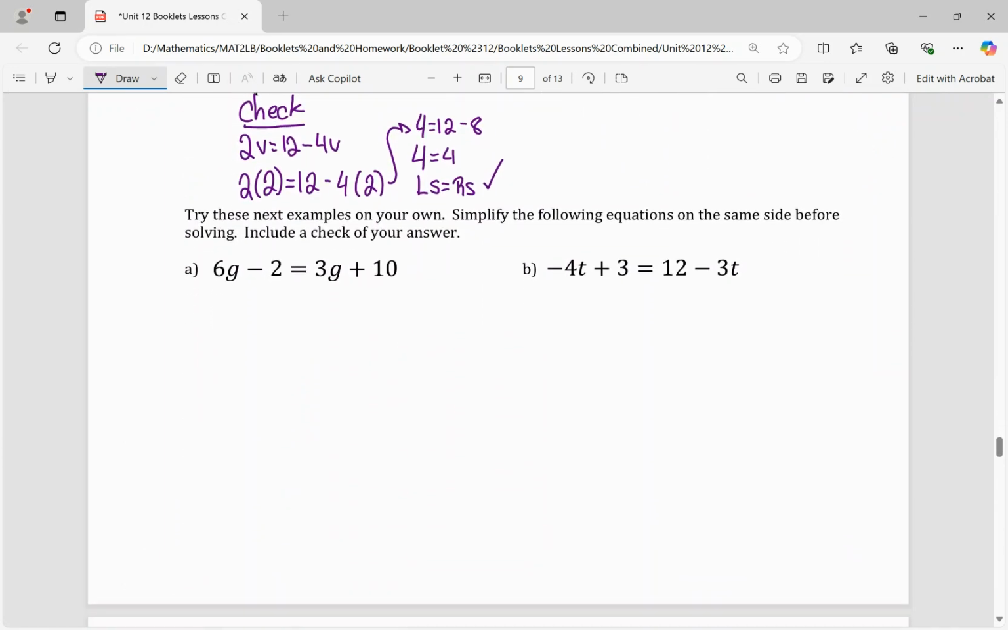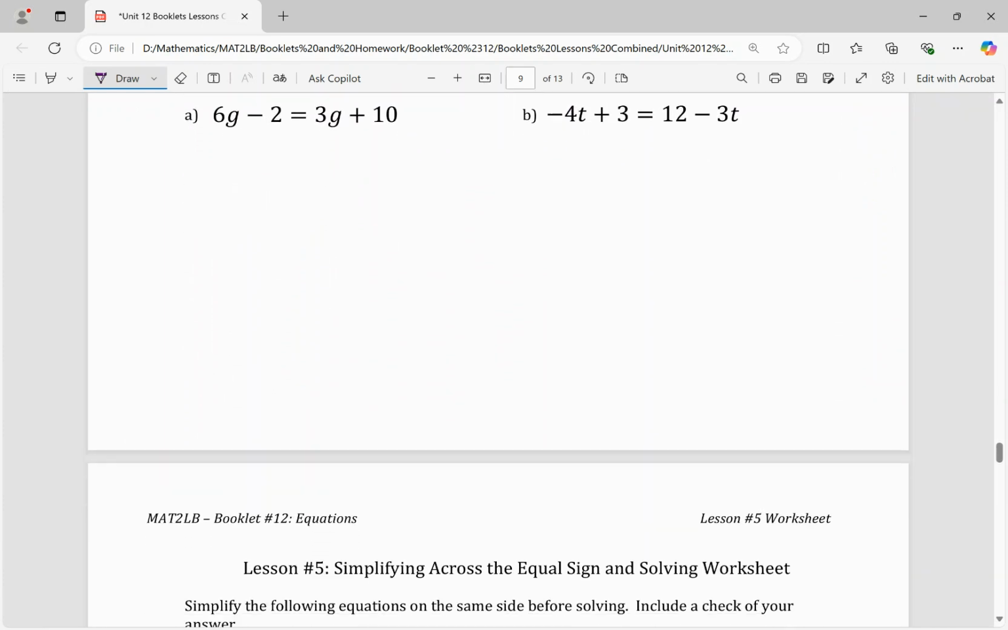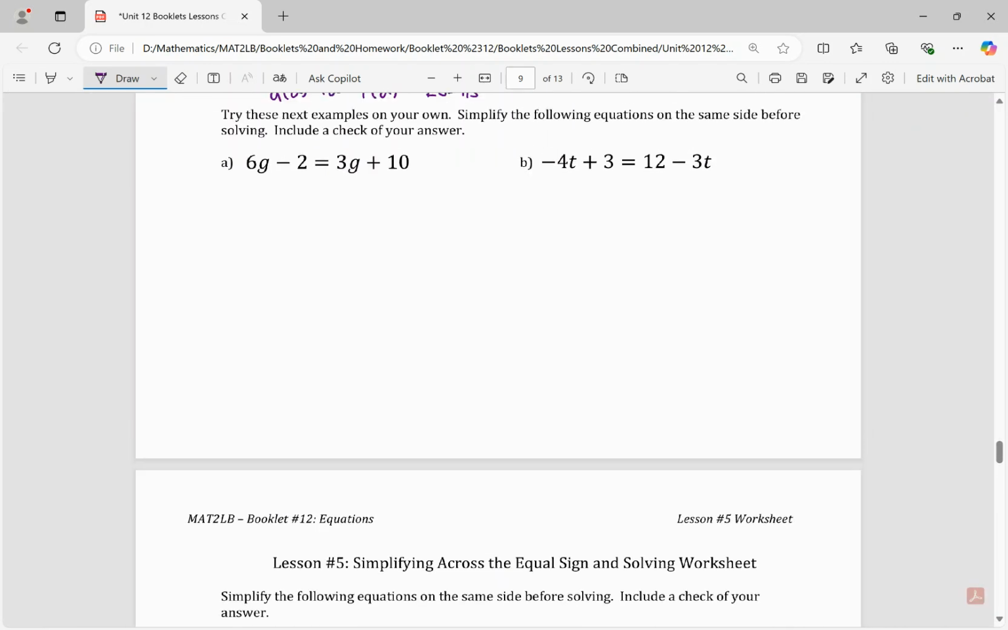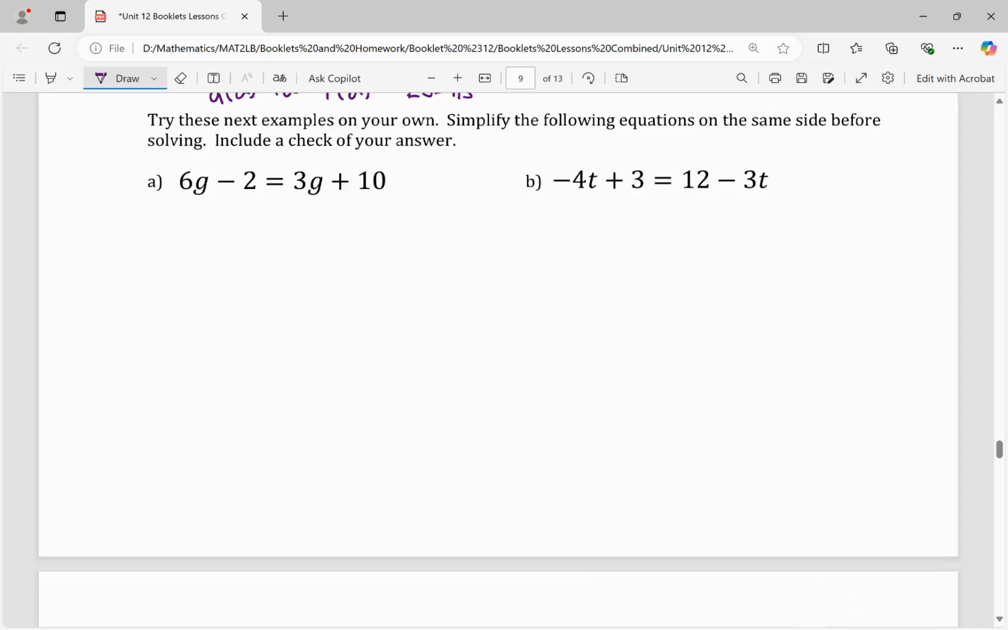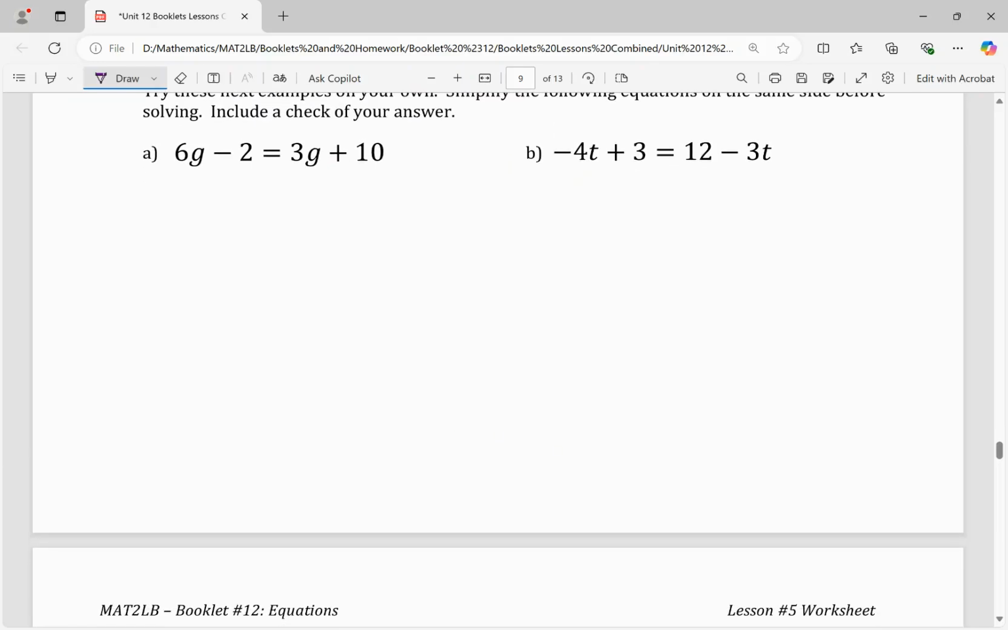Let's take a look at example A, 6g minus 2 plus 3g. Wow. Let me try that one more time. 6g minus 2 is equal to 3g plus 10.